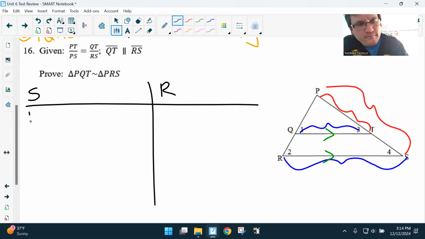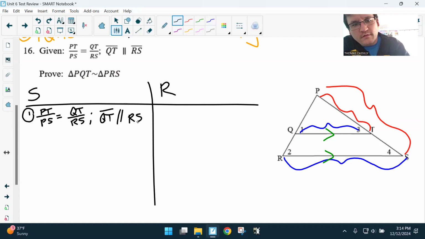Step 1. Lots of stuff. PT over PS is proportional to QT over RS. I tell you guys not to be lazy, so I won't either. Let's just go ahead and write it all down. Semicolon, segment QT is going to be parallel to segment RS. All right, that is all given.